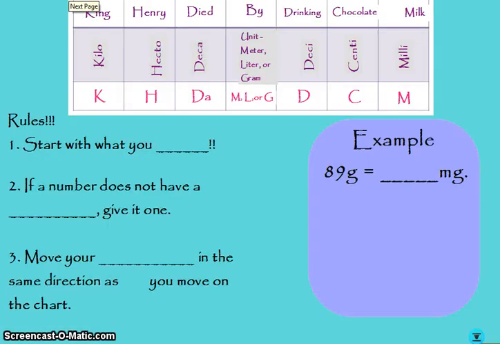King stands for kilo. Henry stands for hecto. Died stands for deca. By, this is where your meters, liters, or grams are. This is your base units. Meters are used to measure distance, liters are used to measure volume, and grams are used to measure weight. Drinking is deci, chocolate is centi, and milk is milli. And as you can see, all of the abbreviations are on the bottom.